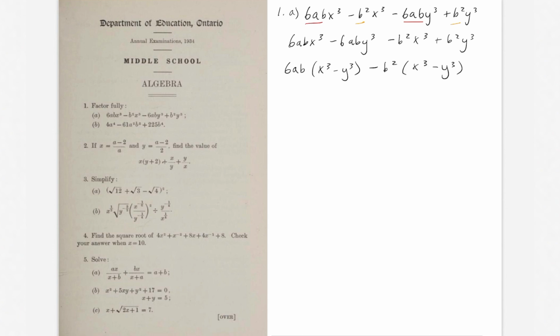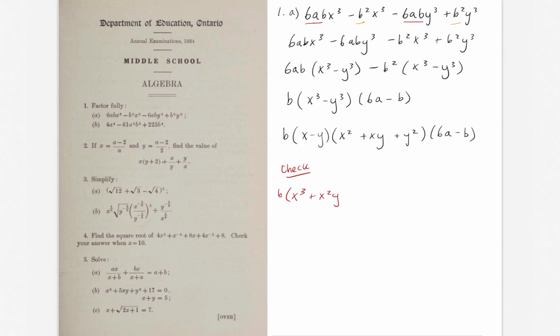From here, I realized I have a common factor of b and a common factor of x cubed minus y cubed. When I factored those terms out, I was left with b times x cubed minus y cubed times 6a minus b. But I didn't stop there, because x cubed minus y cubed is a difference of cubes. So I could factor that even more by writing it as x minus y times x squared plus xy plus y squared. And with that, I had the fully factored solution.